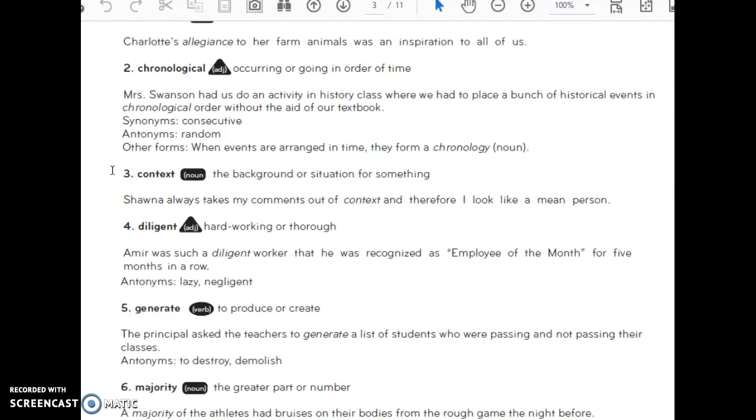3, context. The context of something, context is a noun, is the background or situation for something. So you always hear about how things happen in certain contexts and certain backgrounds or situations. Shauna always takes my comments out of context, and therefore I look like a mean person.